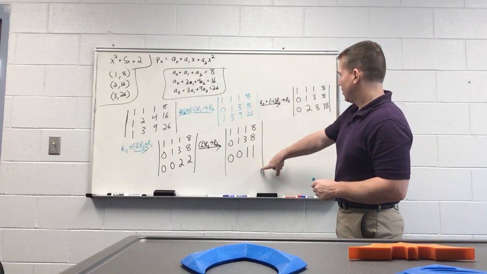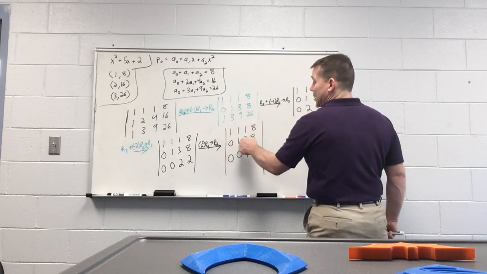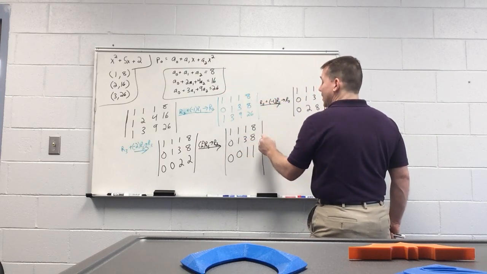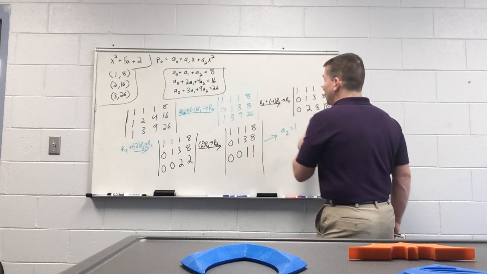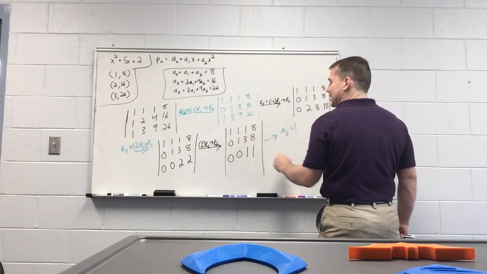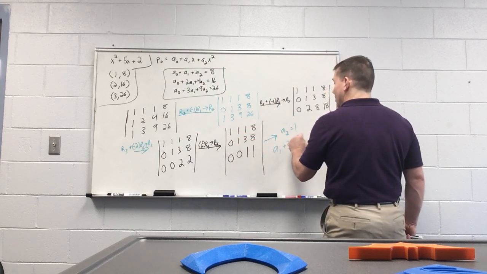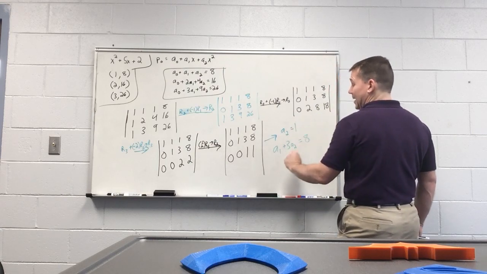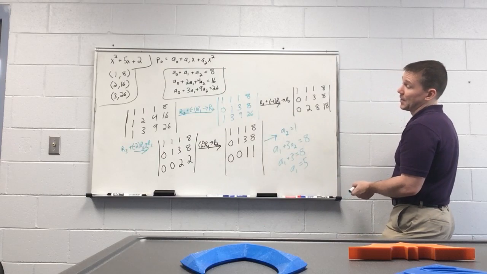Now, read off my solutions. In this case, this is a sub 0, this is a sub 1, and this is a sub 2, based on the way we wrote this. So, this tells me that a sub 2 is equal to 1. Now, backwards substitute. A sub 1 plus 3a sub 2 is equal to 8. A sub 2 is equal to 1. So we get a sub 1 plus 3 equals 8. So a sub 1 is equal to 5.